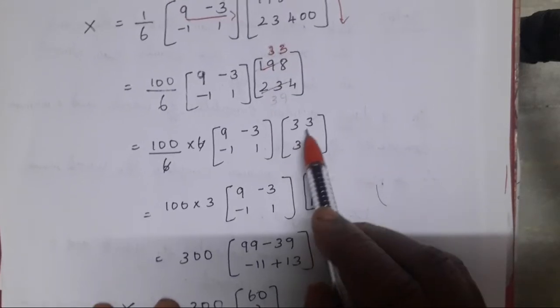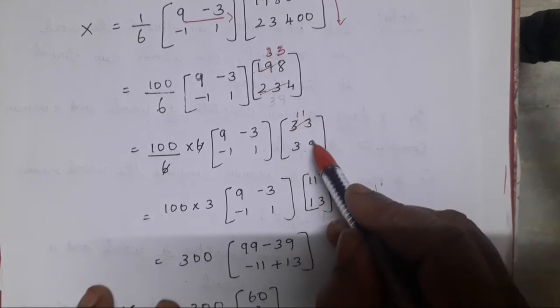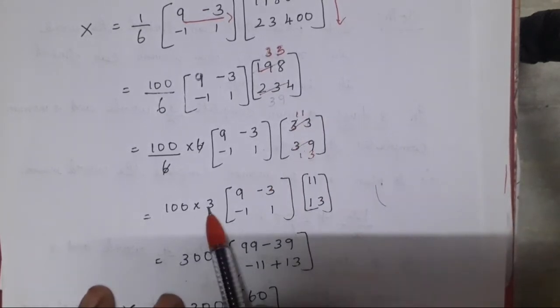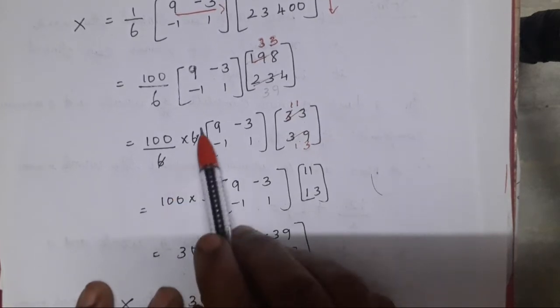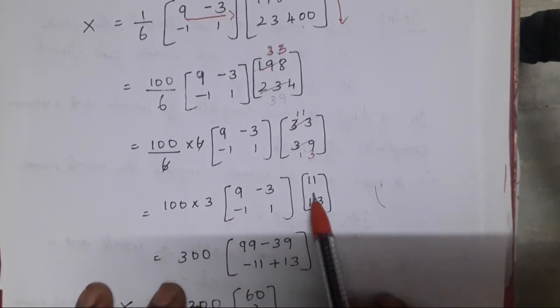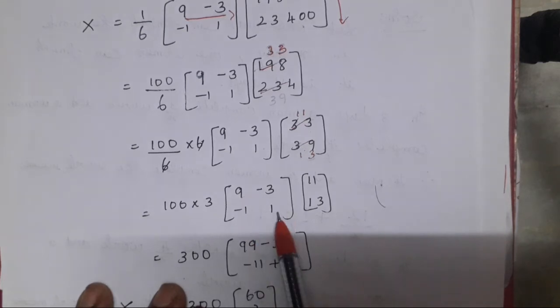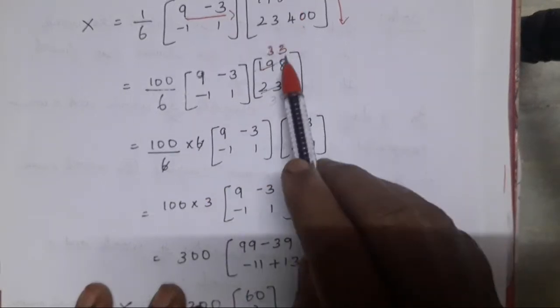One more step: if you cancel further, 1 3 is 3, and here also 3 3 is 11, so 3 can be taken outside. Already 6 cancelled, and the balance is 100. In this step we take 3 outside, remaining is 11 and 13. So now [9 -3; -1 1] times [11; 13]. If you do these 3 steps, fine; otherwise you can do the direct multiplication as you wish.